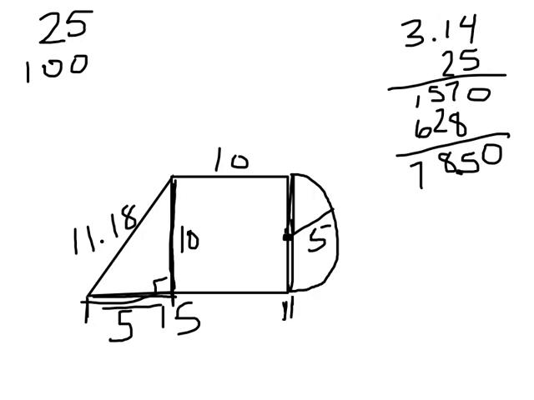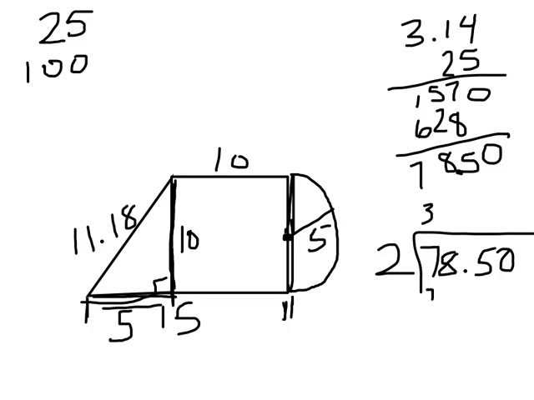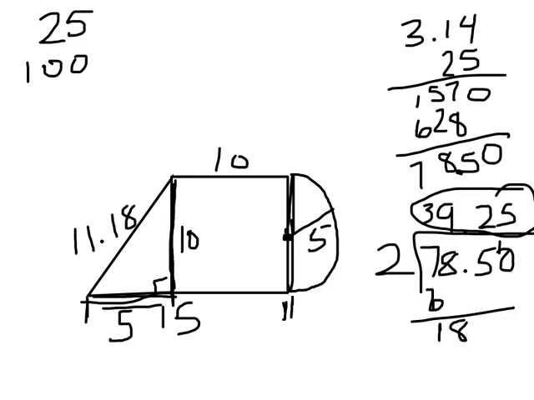Now, because this is a semicircle, I have to divide that number in half. So 78.5 divided by 2, and then I've got a 3 there, that's 6. 18, that's going to be 9. And then 2 will go into 5 2 times. And that would be 4, and this is 10, so 39.25 meters squared would be the area in this figure.